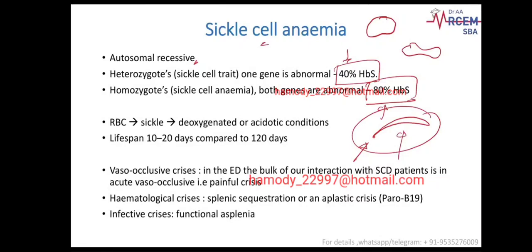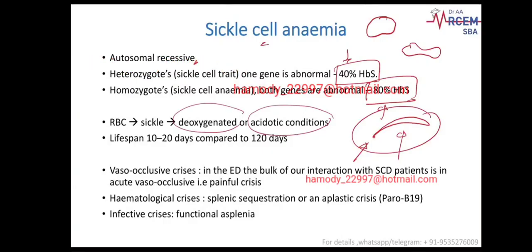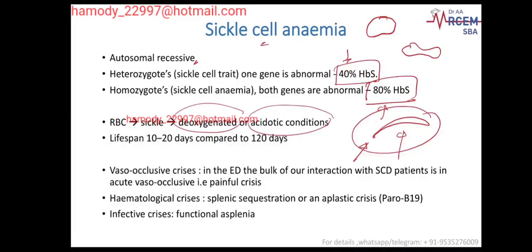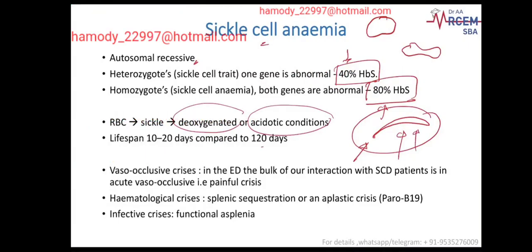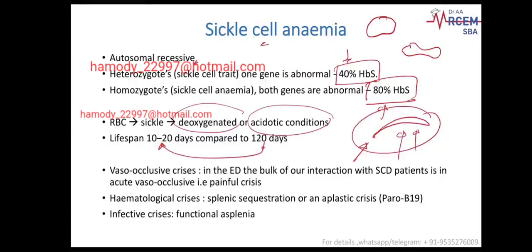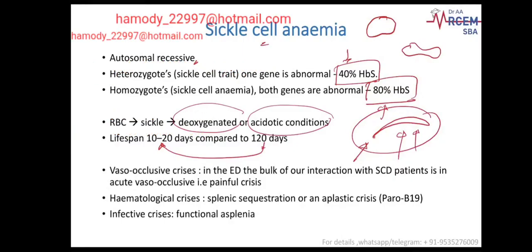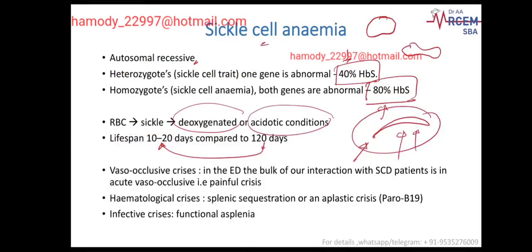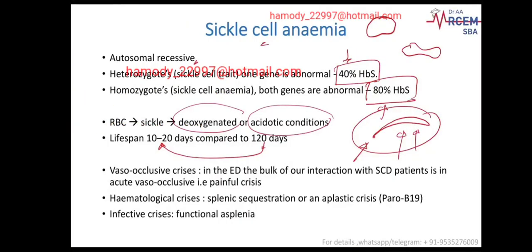Why do they sickle? They sickle whenever they're exposed to an acidotic medium or whenever there is deoxygenation. In these conditions, they get sickled. Because of this sickling, the life of the RBCs reduces drastically. Usually it is 120 days. It has reduced to only one-tenth of it, that's 10 to 20 days.